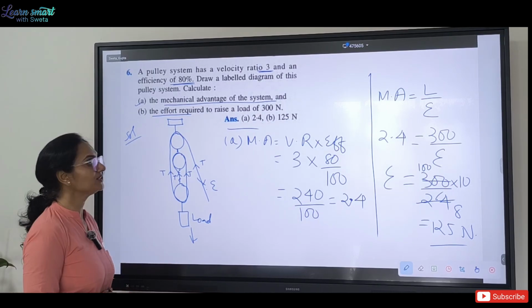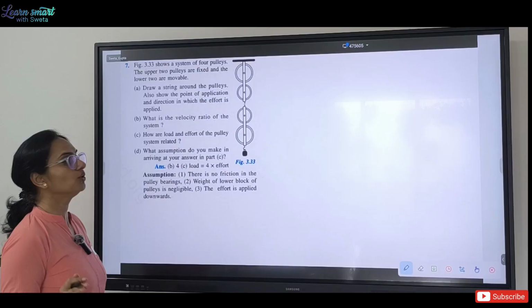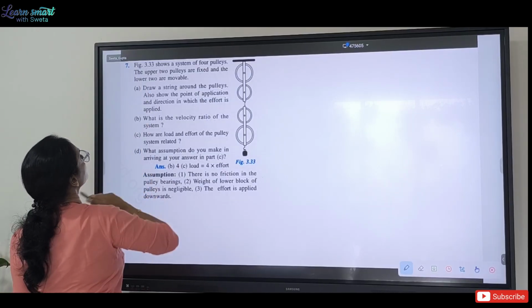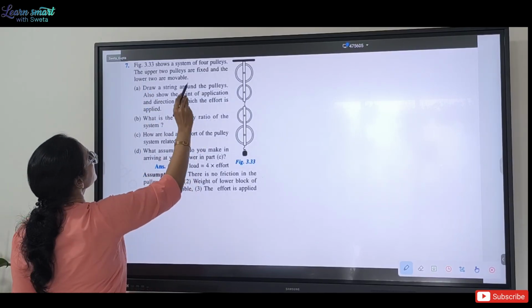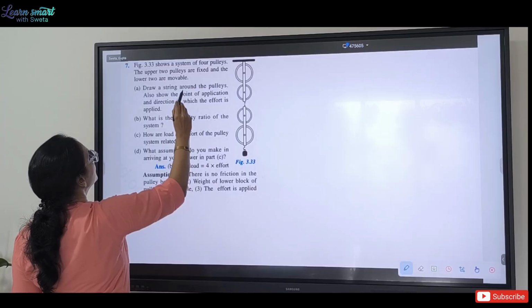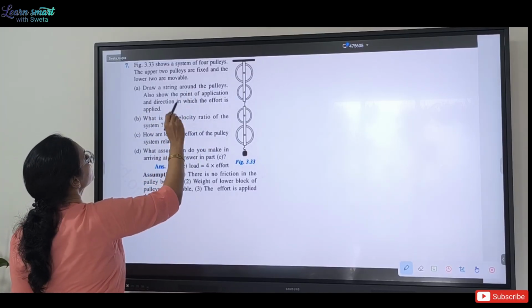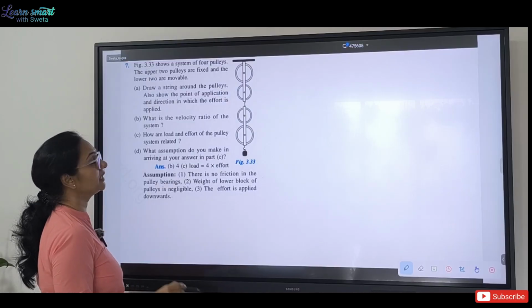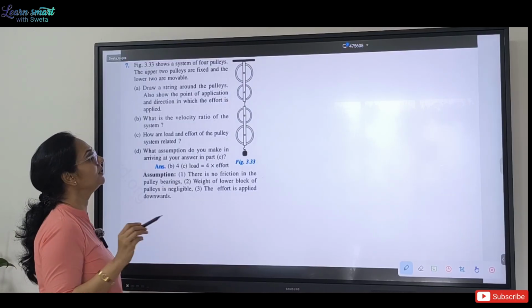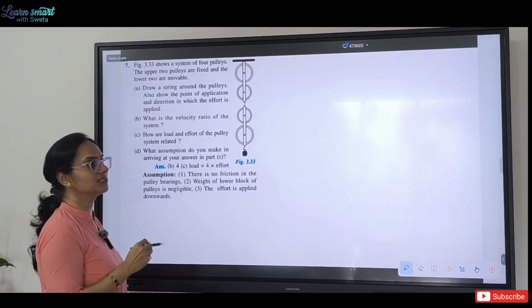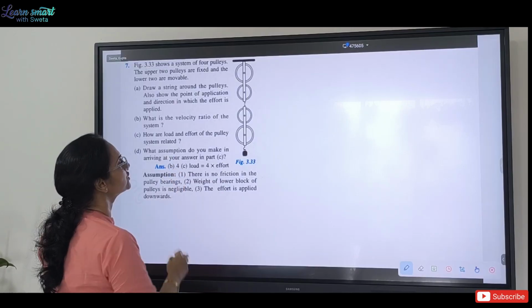Let's see the next question, question number 7. Look at this question. In figure 3, this figure shows a system of 4 pulleys. We can see the upper 2 pulleys are fixed and the lower 2 are movable. Draw a string around the pulleys. There are 2 pulleys in the upper block and 2 pulleys in the lower block. We have to draw the string.